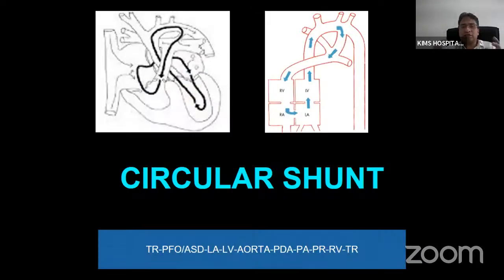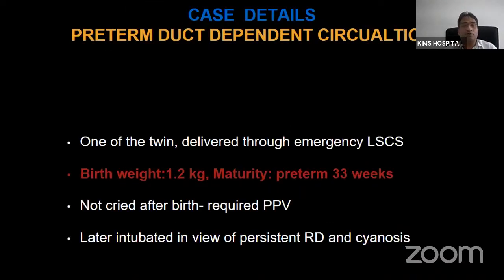Here a circular shunt happens, because with severe TR, blood will go to the RA, then through the ASD to the LA, LV, and then out again through the PDA, with a right to left shunt at the ASD and a left to right shunt at the PDA. So this is called a circular shunt, and whenever a circular shunt is there, it will cause more low cardiac output. It is a sick case. When the PA pressure decreases, the circular shunt will also reduce, and in that case it will be okay.